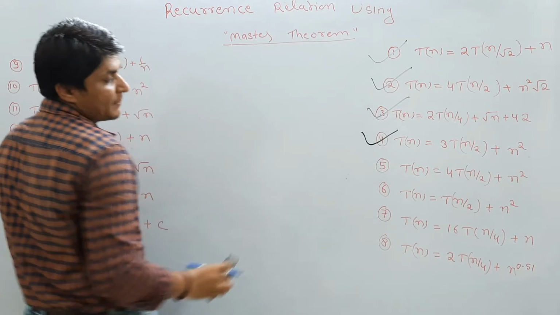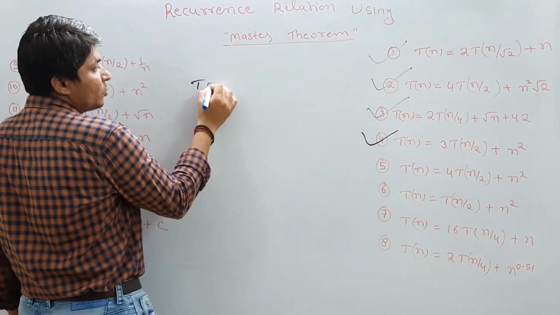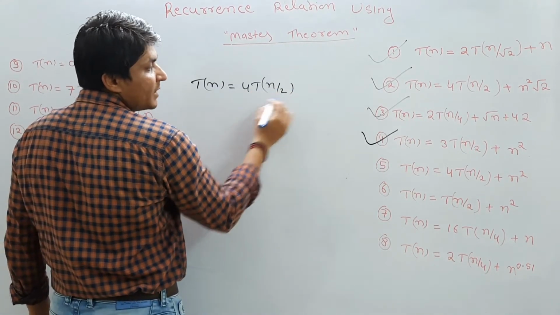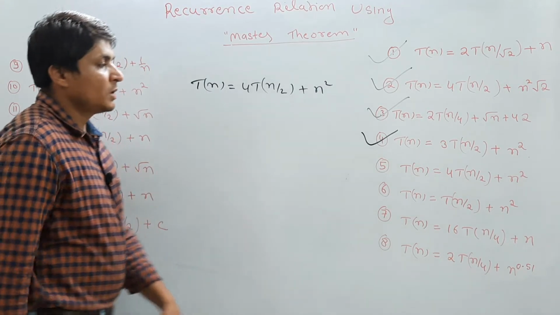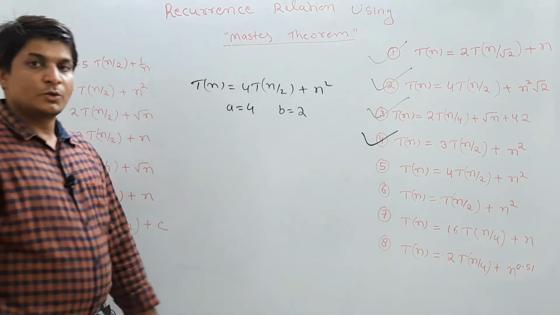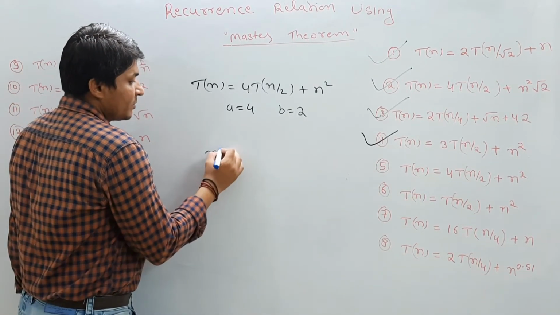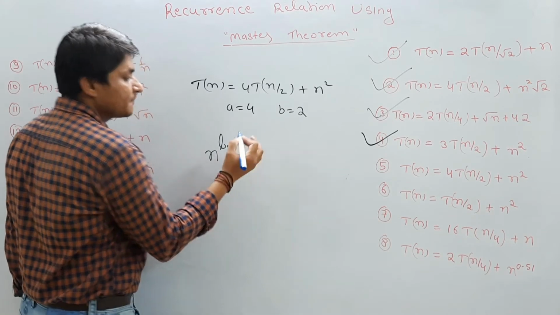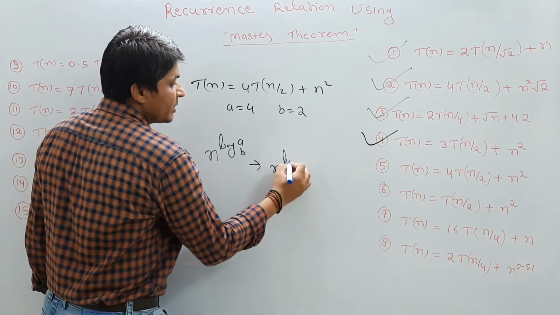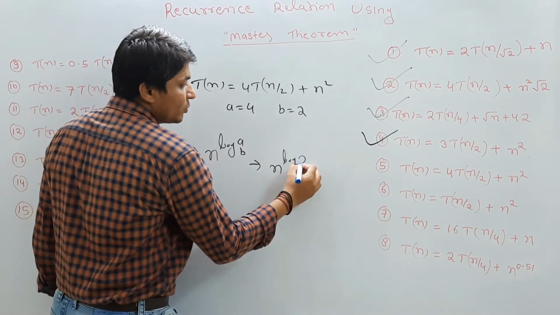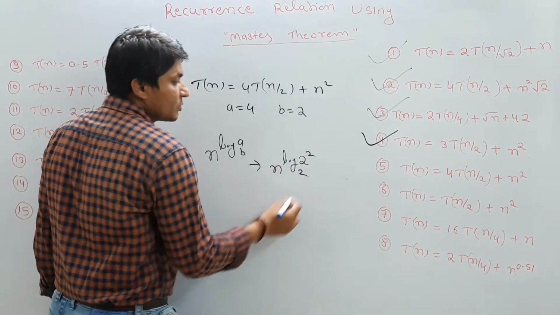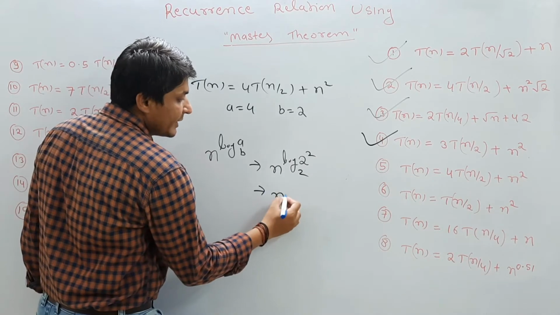Let me solve the next example. T of n equal to 4T of n by 2 plus n square. Now a value is what? 4, b value is 2 in this case. So again we are going to calculate n raised to power log a base b. Let us substitute: log a is what? 4. So let me write 2 raised to power 2. 4 is 2 raised to power 2. Now what is the value of b? b is 2. So this 2 will come this side, so it is going to be ultimately n square.